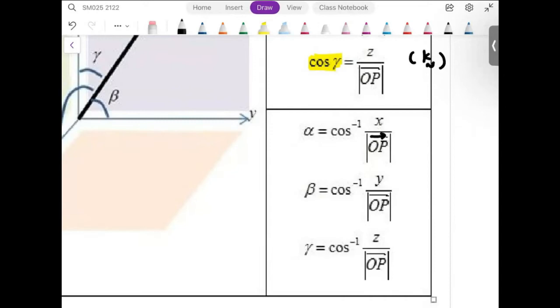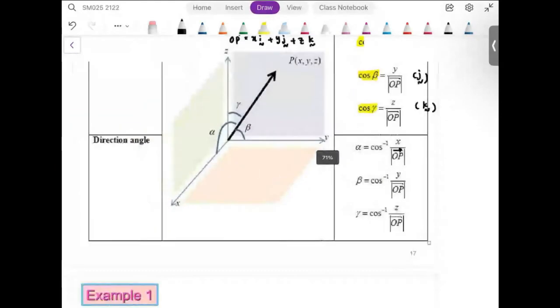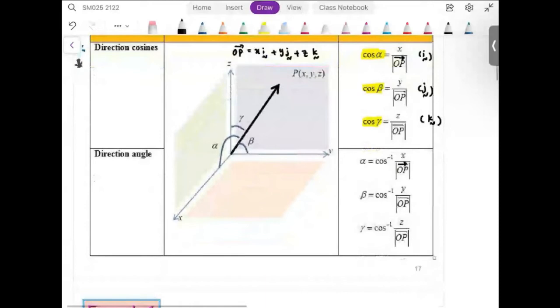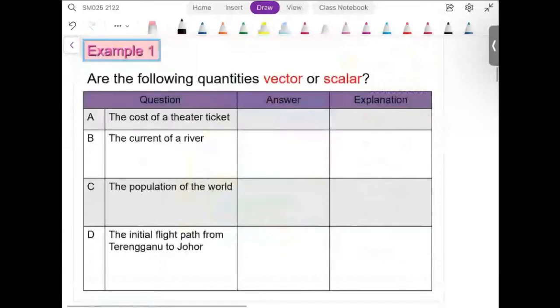So the connection kat situ means in case you want to find direction angle, you must find direction cosine first. They're connected between those two. Biasanya soalan dia memang pairing lah. Dia suruh cari direction cosine. After that, you have to find the direction angle. Okay. Kita terus jawab few example for vectors.